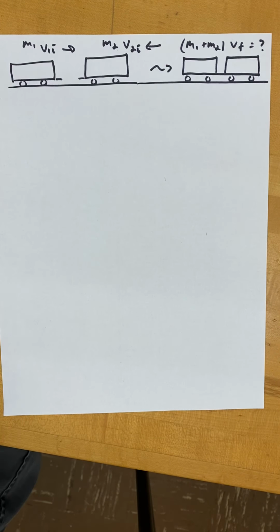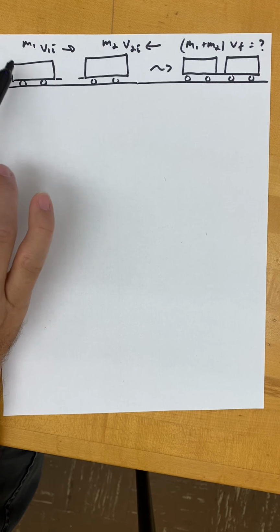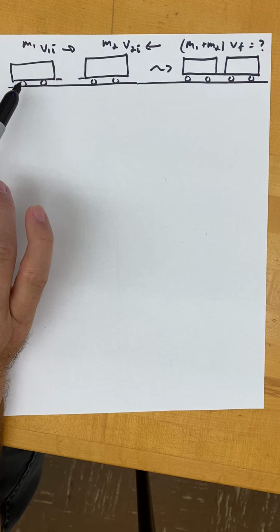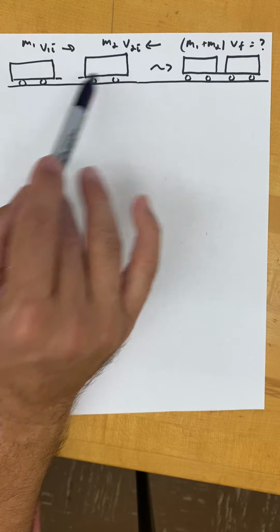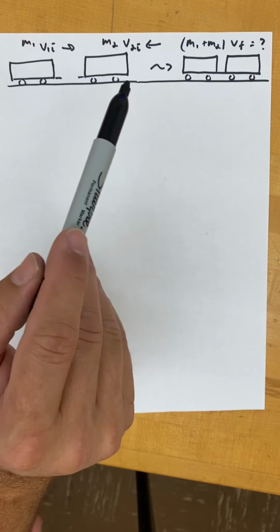This is the third example of a simple collision problem that we can solve using conservation of momentum. So I still have two train cars that are going to collide. In this case, M1, this train car, has a velocity, therefore a momentum, to the right. This train car, M2, has a velocity to the left. So there's clearly going to be a collision here as long as there are no barriers in the way.